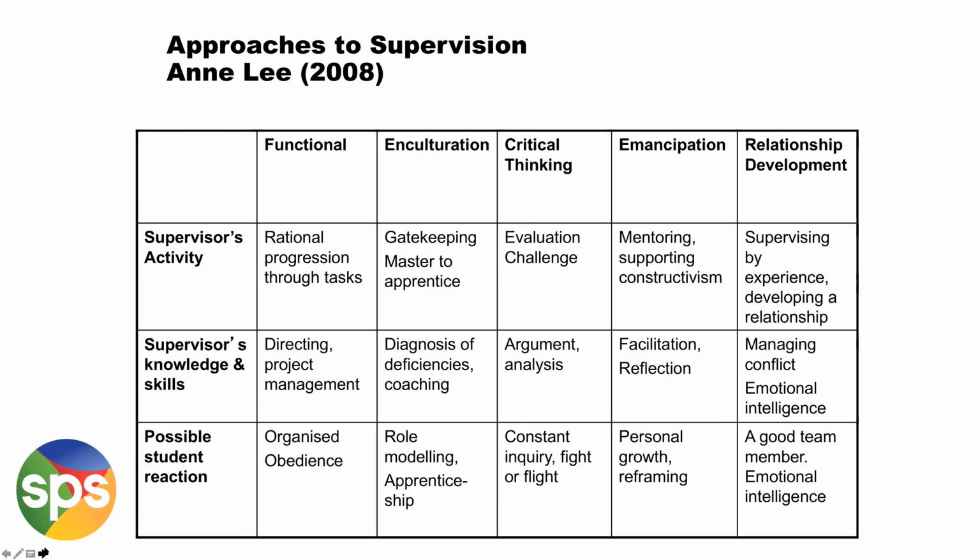Now, importantly, and this is probably the most important point about this table and a point that is often lost, Anne Lee is not suggesting that any one of these is good or any one of these is bad. What she is suggesting is that a good supervisor is able to navigate between these five approaches. While we may all have a dominant approach, a good supervisor will be able to assess the student's needs at the time, will be able to assess the progress of the research project, and be able to adapt her approach accordingly. That is the goal.